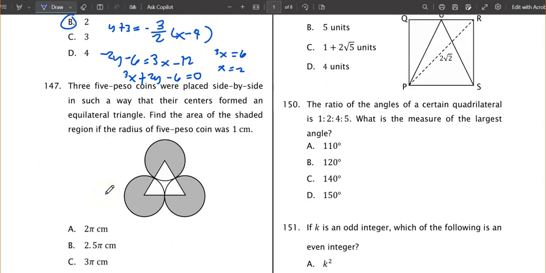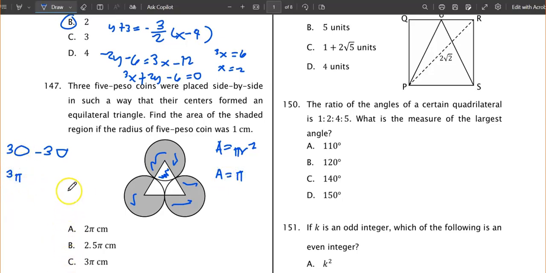Number 147. Three 5-peso coins were placed side by side in such a way that their centers form an equilateral triangle. Find the area of the shaded region. So we are asked to find the area of these regions. We know that the entire thing is a circle. So to get the area of the shaded region, you just have to take the area of the 3 circles minus the area of the 3 sectors. And then remember, the area of the circle is given by pi r squared. Since our r is 1, the area will be pi. So we'll have 3 pi.